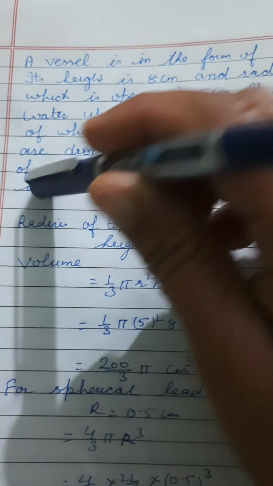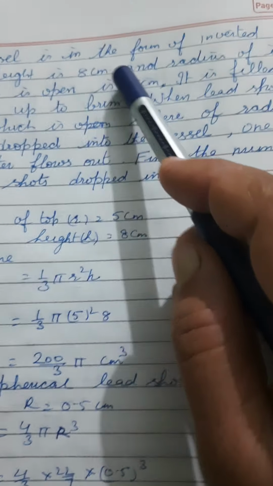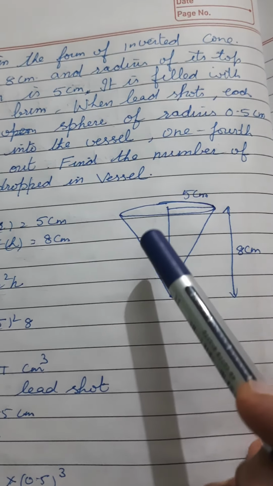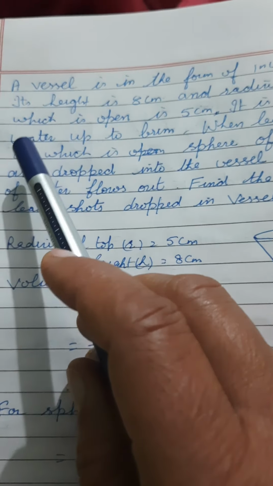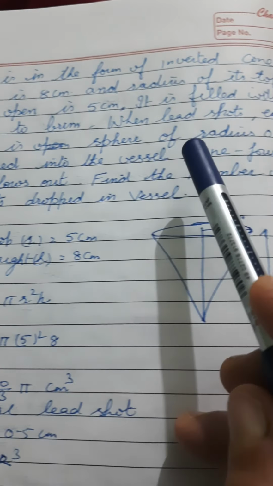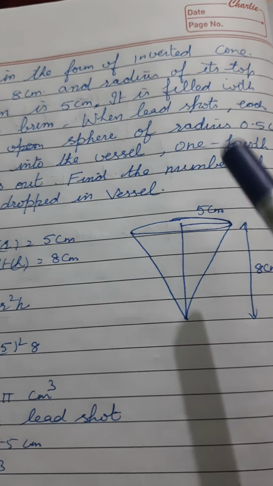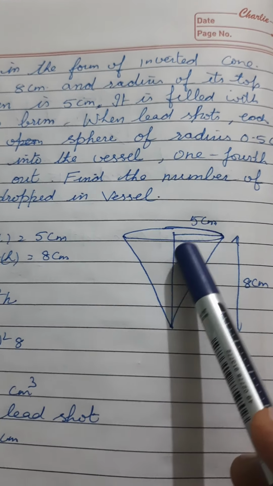Now we come to question number 5. A vessel is in the form of an inverted cone. This is the inverted cone. Its height is 8 centimeter and the radius of its top is 5 centimeter.